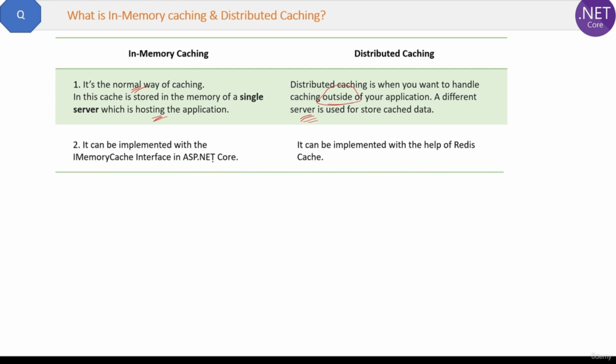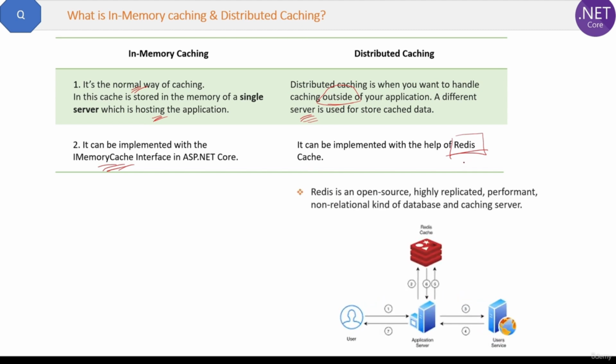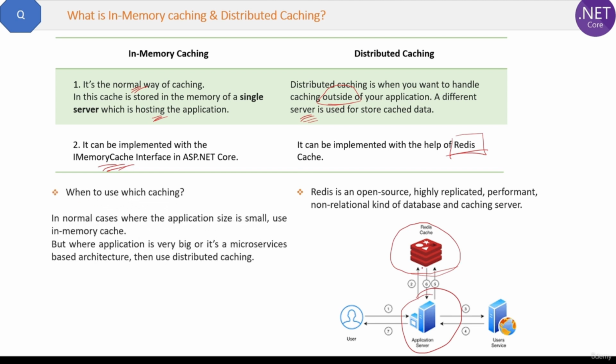In-memory caching can be implemented with the IMemoryCache interface in ASP.NET Core. Distributed caching can be implemented with the help of Redis cache. What is Redis cache? Redis is an open source, highly replicated, performant, non-relational kind of database and caching server. See this diagram, the flow is the same as normal caching. The only difference is that the Redis cache server is not part of the application server. It is separate.